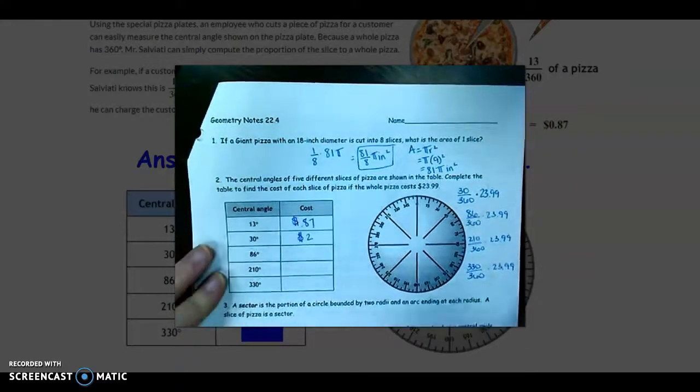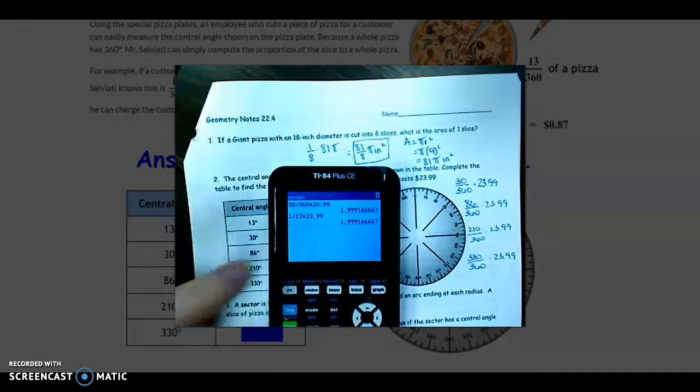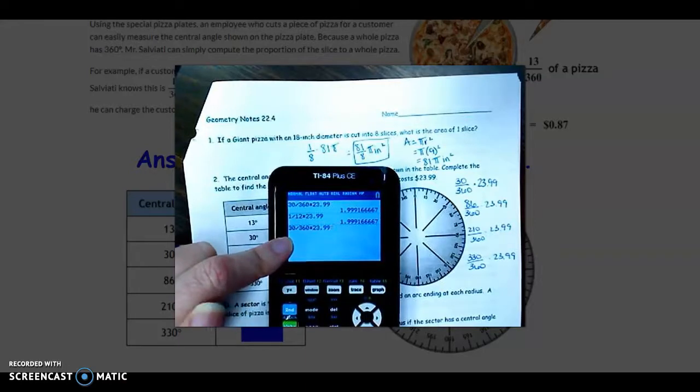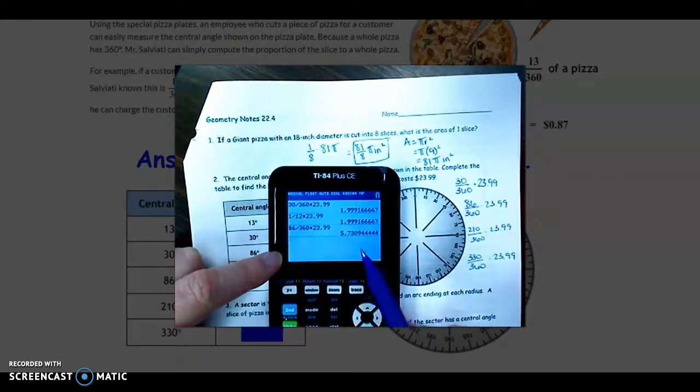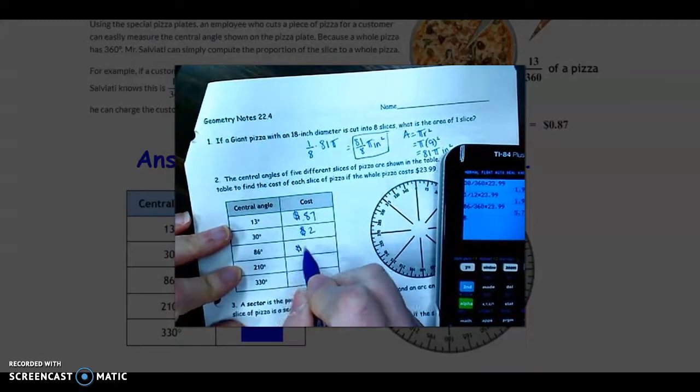Now, when you're putting this in your calculator, I'm always looking for ways to speed up that process. So if I go up and highlight where I did 30 divided by 360 and press enter, it brings that down in my calculator. So now I can just go over to the 30 and change it to 86, and I don't have to retype that entire thing. So rounded to the nearest hundredth, that would cost $5.73.